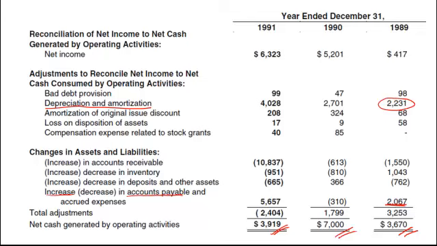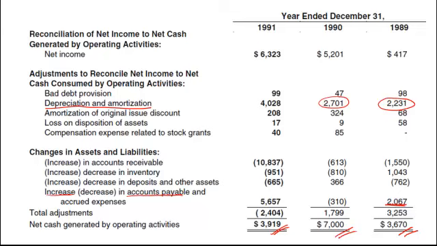The same question, let's apply to 1990. In 1990, the net income is 5,201,000. Cash from operation is 7 million. So again, cash from operation is greater than net income. The main explanation is the adjustment for depreciation and amortization, the non-cash expense.